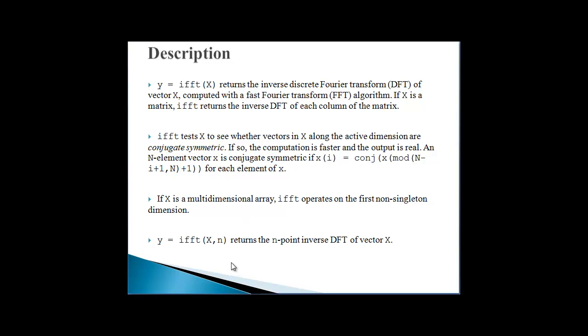Now an N element vector x is conjugate symmetric if x(i) is equal to the conjugate of x(mod(n-i+1, n)+1) for each element of x. Okay. Now if x is a multidimensional array, then IFFT operates on the first non-singleton dimension, and if y is equal to the inverse Fourier transform of x comma n, then it will return the n-point inverse DFT of vector x.